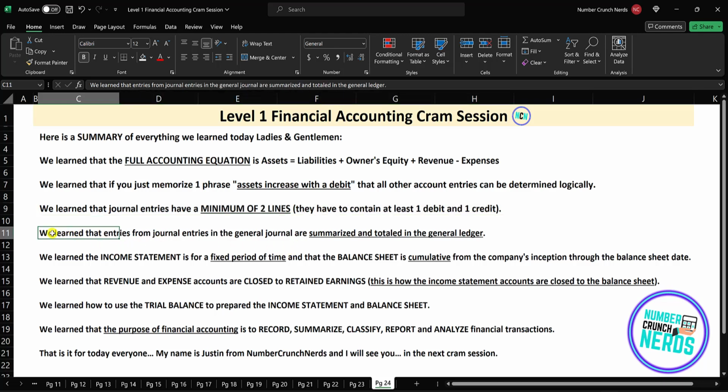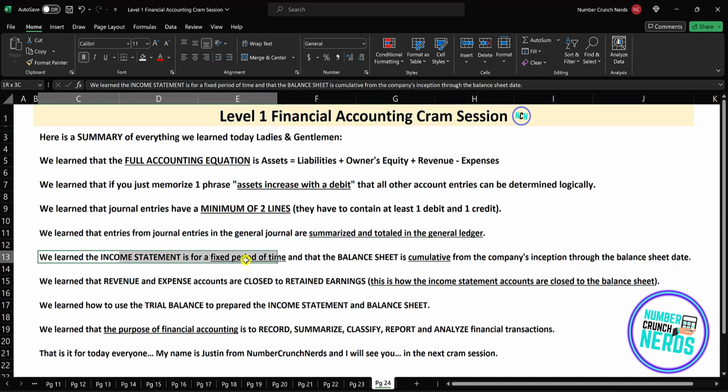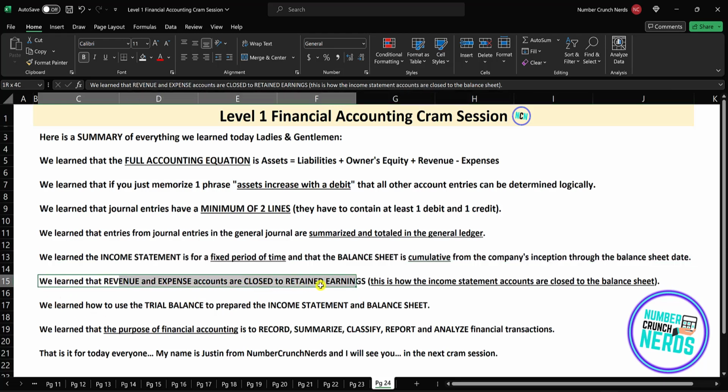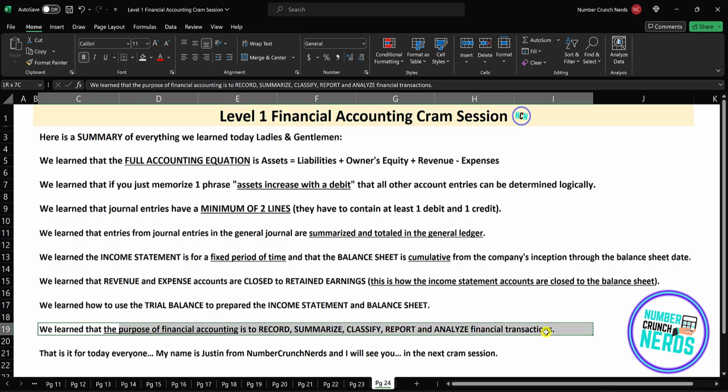We learned that entries from the journal entries in the general journal are summarized and totaled in the general ledger. We learned that the income statement is for a fixed period of time, whereas the balance sheet is cumulative from the company's inception through the balance sheet date. We learned that revenue and expense accounts are closed to retained earnings. This is how the income statement accounts are ultimately closed to the balance sheet. We learned how to use the trial balance to prepare the income statement and balance sheet. We learned that the purpose of financial accounting is to record, summarize, classify, report, and analyze financial transactions, of which we did 4 of those today.